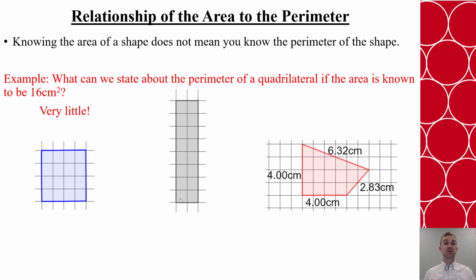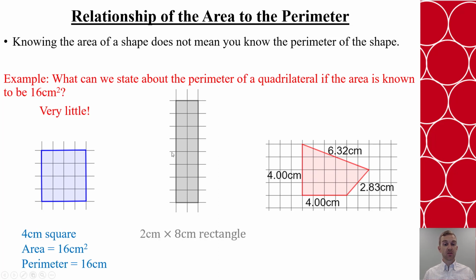All 3 of these shapes are quadrilaterals, and all 3 have an area of 16 square centimeters. I know the third one looks a little bit different, but we could split this into a triangle and a rectangle, and find that the area is 16 square centimeters. But in the first one, this is a 4x4 square. It has the area of 16 square centimeters, but the perimeter is 16 centimeters. When I look at my middle rectangle, this is a 2 centimeter by 8 centimeter rectangle. Its area is 16 square centimeters, but its perimeter is 20 centimeters.